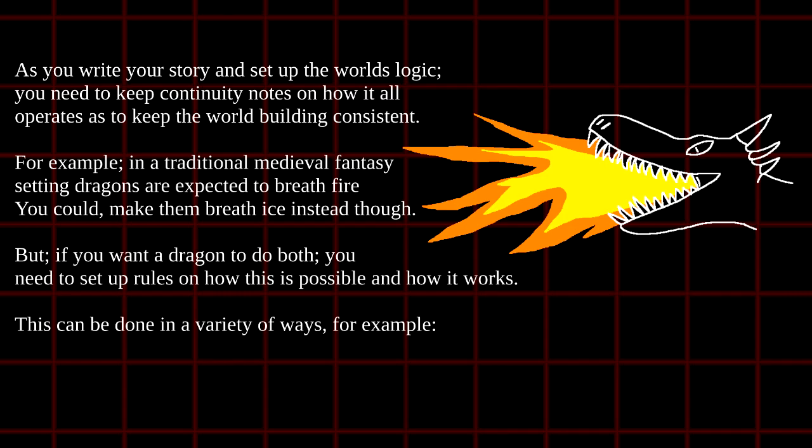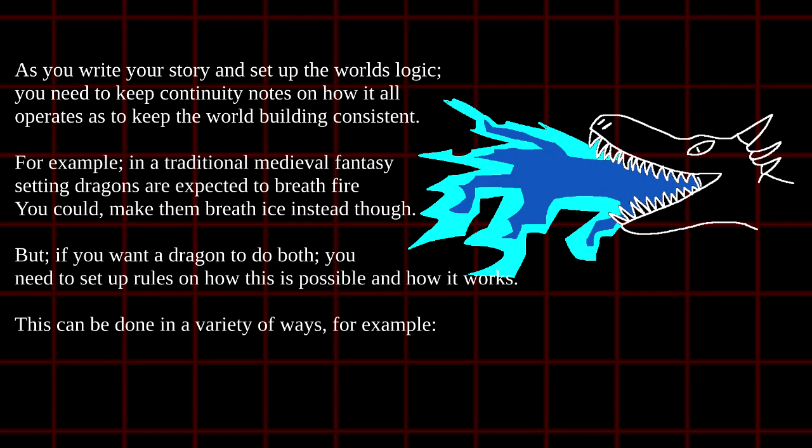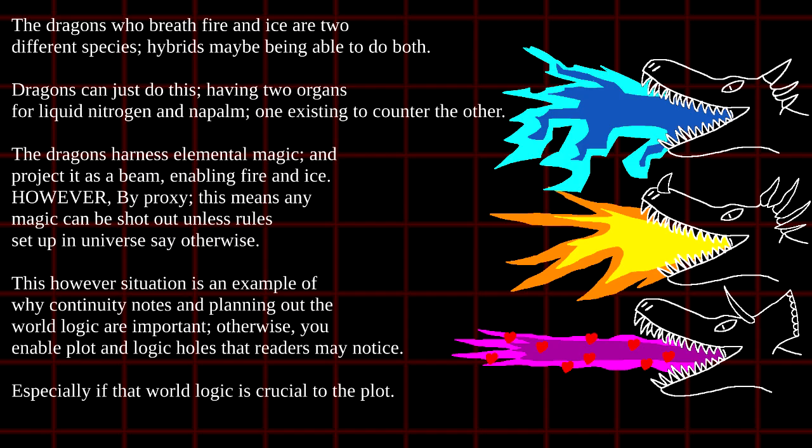For example, in a traditional medieval fantasy setting, dragons are expected to breathe fire. You could make them breathe ice instead, however. But if you want a dragon to do both, you need to set up rules on how this is possible and how it works. This can be done in a variety of ways. For example, the dragons who breathe fire and ice are two different species, hybrids being maybe able to do both.